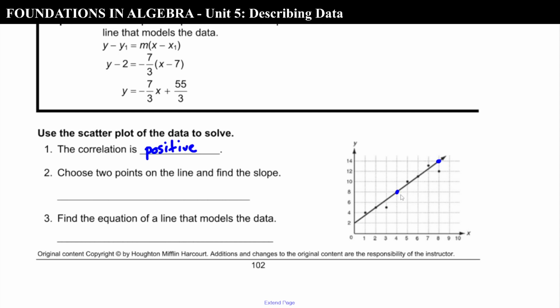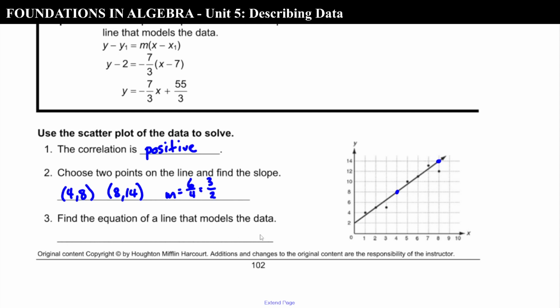So our slope, you can use the equation or we can count it. So here we have 2, 4, 6, a rise of 6, and a run of 1, 2, 3, 4. So 6 over 4. So our 2 points are, first of all, (4, 8) and (8, 14). And our slope is going to be 6 over 4, which is going to be 3/2.